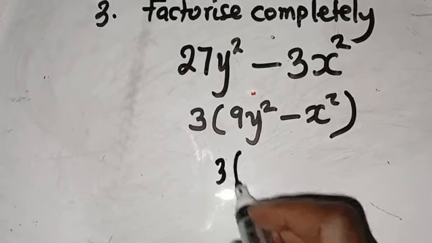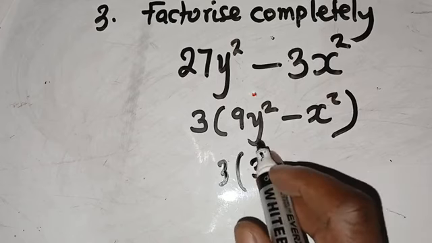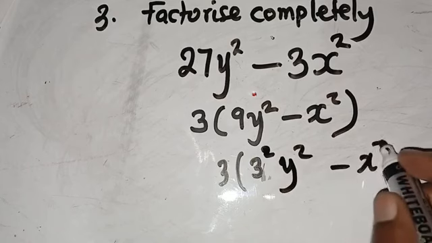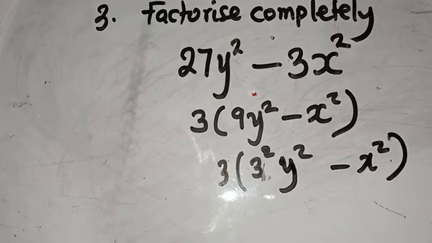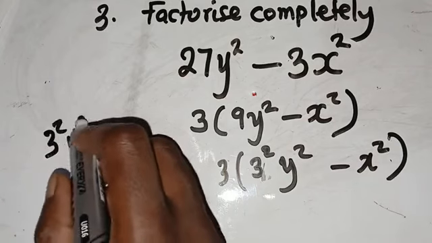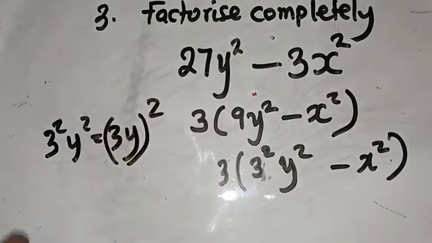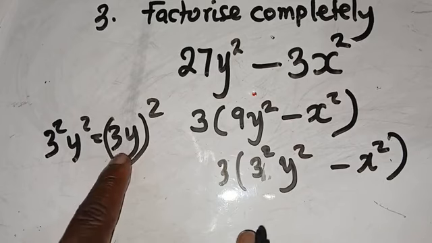So we'll maintain our 3. Then this 9, I'll change it to 3 squared, of course. This will be 3 squared y squared minus x squared. Take note of that. You have to take note of this one also here: 3 squared y squared is just the same as (3y) squared. These are just the same. So we could now look at this one as this.